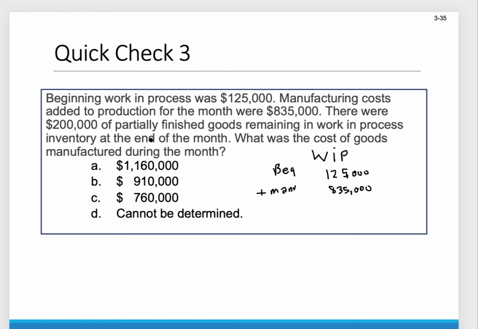They tell us that we still have $200,000 of partially finished goods remaining in inventory. Okay, well, how much do I have available though? If I take the 835, which is the manufacturing cost that we added, plus the beginning balance of 125,000, I end up with 960,000. From here, I subtract out the ending WIP balance, which is 200,000. That's $760,000, which is answer C.